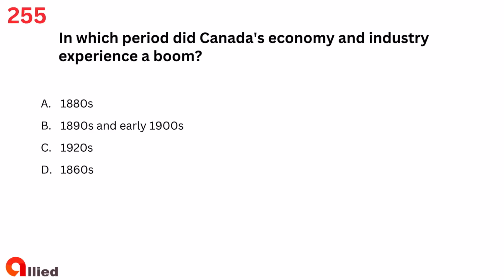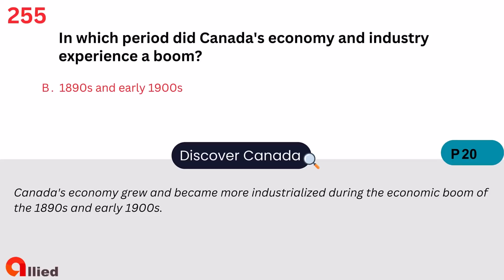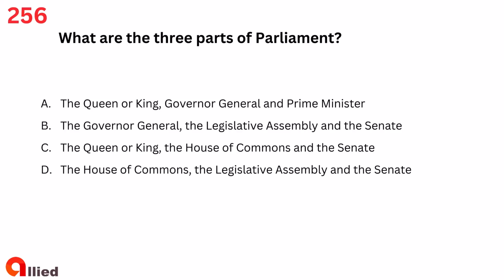Question 255. In which period did Canada's economy and industry experience a boom? A. 1880s. B. 1890s and early 1900s. C. 1920s. D. 1860s. The answer is B. 1890s and early 1900s.